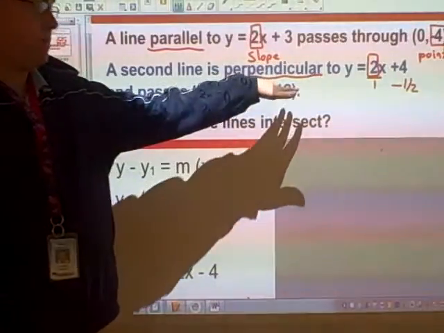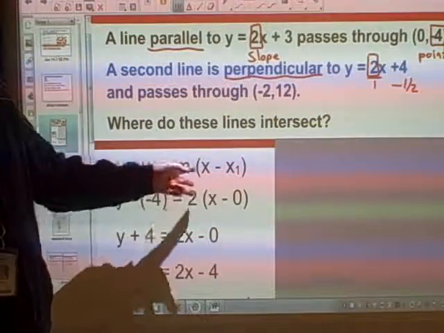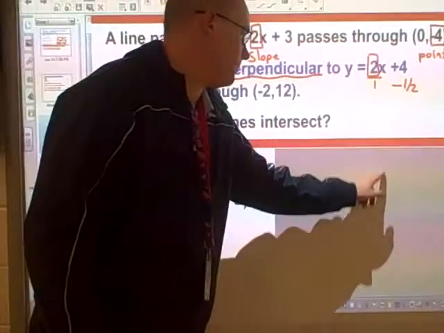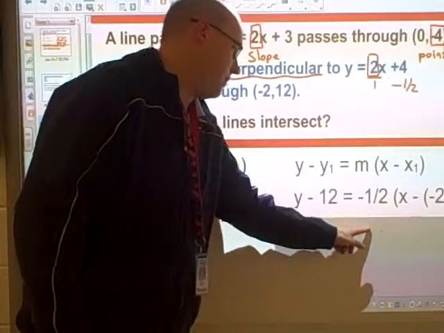I'm given a point here, (-2, 12). So it's the same method I did on this question here. I'm going to use the point slope formula. So you write the formula down, and then we substitute in.